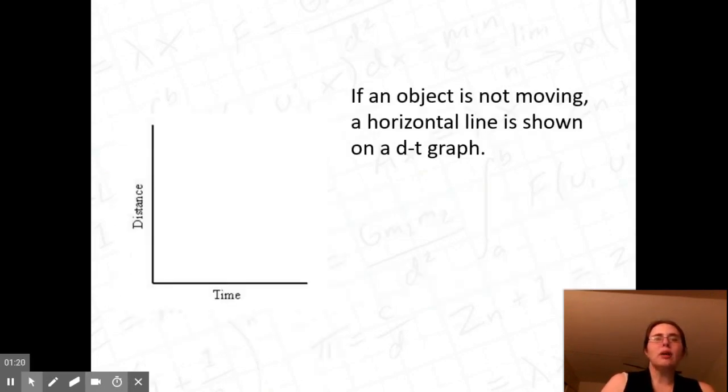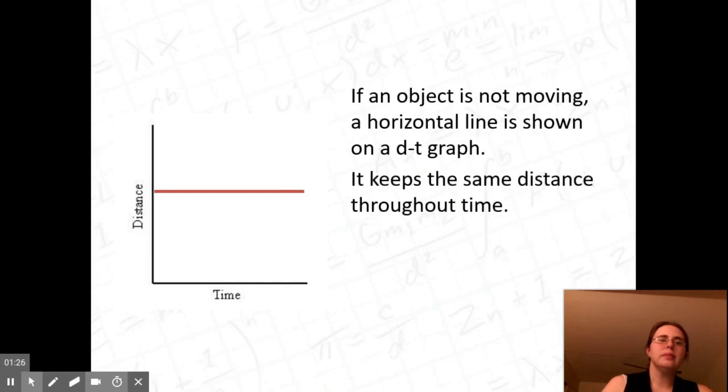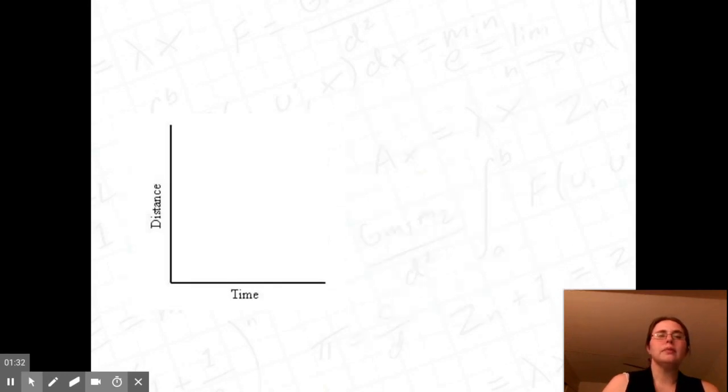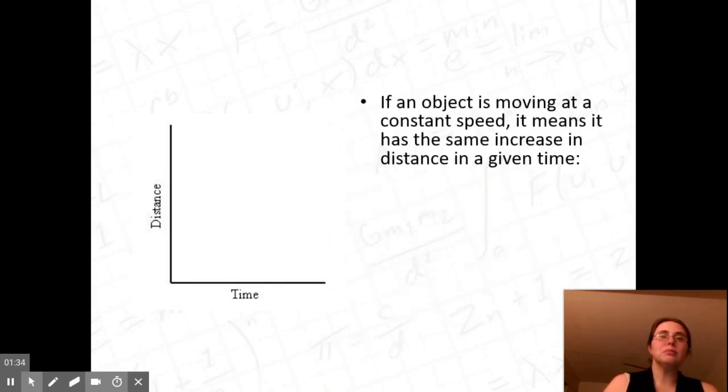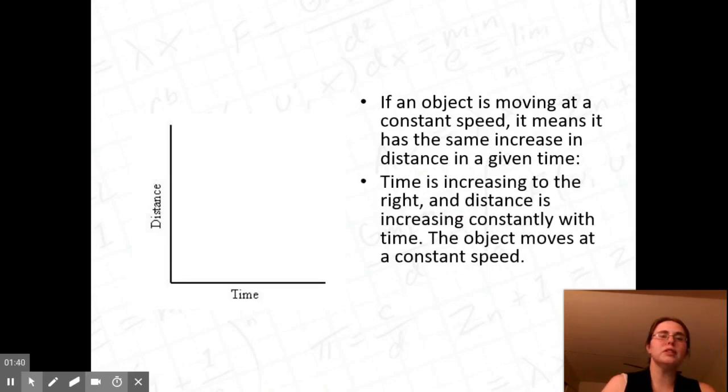If an object is not moving, there is just a straight horizontal line on a d-t graph. It means that it's keeping the same distance through time, so it's not moving at all. If an object is moving at a constant speed, it means that it has the same increase of distance in a given time. So it's going to be a straight line.